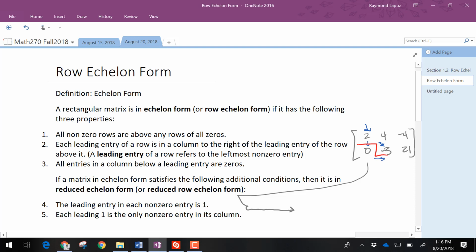To make sure that the leading entry in the first row is one. So what's our row operation to get this to be one? We scale it, so we divide by two or multiply by a half. Right? So that would scale the first row to one, two, negative two, zero, minus three, 21.